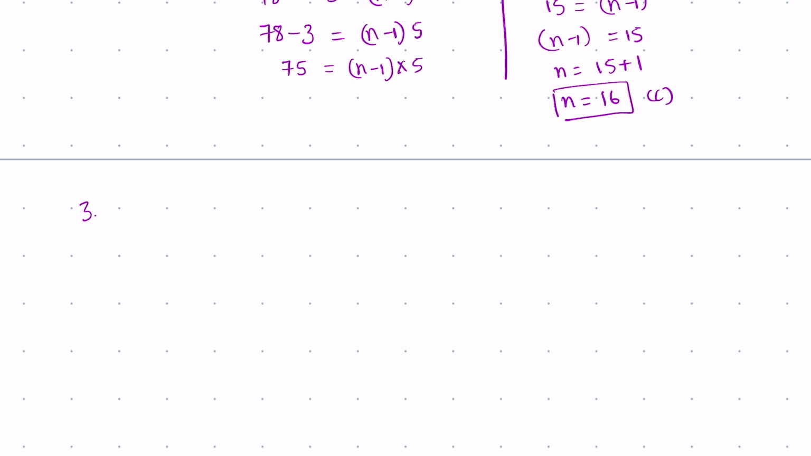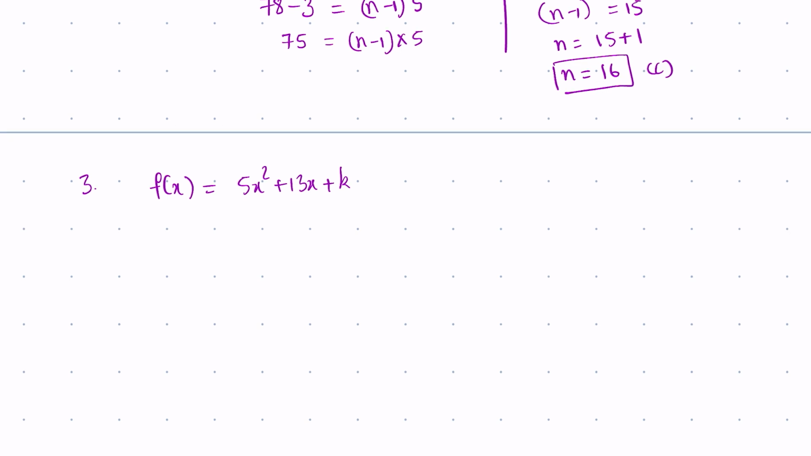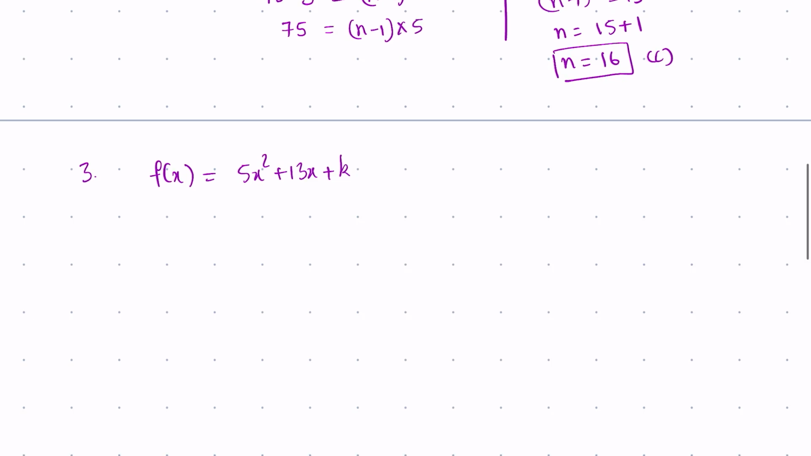It says, if one zero of the polynomial f of x is equal to 5x squared plus 13x plus k is the reciprocal of the other, then the value of k is. So first thing to notice is this is a quadratic polynomial. So the product of the two zeros, zeros just means that when you set f of x equal to 0, you'll get some value of x, or let's say x1 and x2. Those are the two zeros of the quadratic polynomial, right?